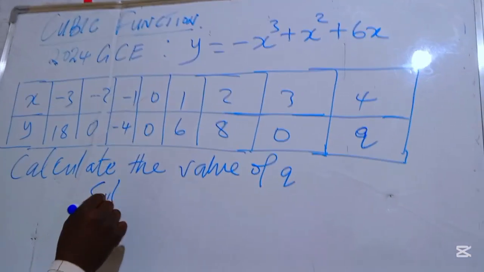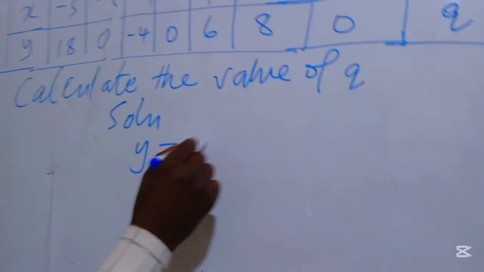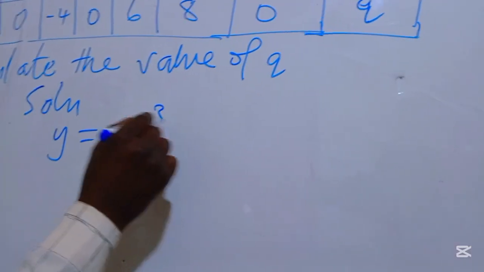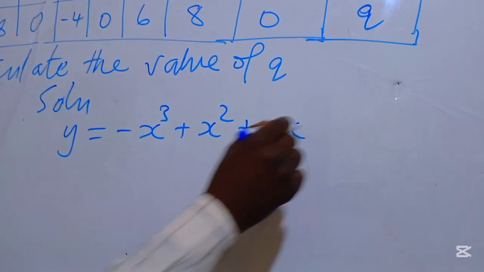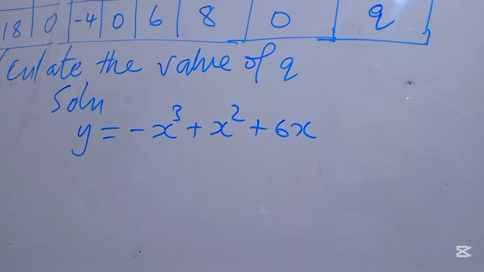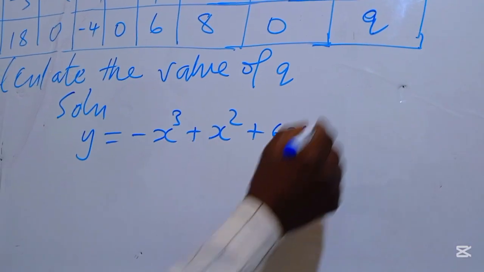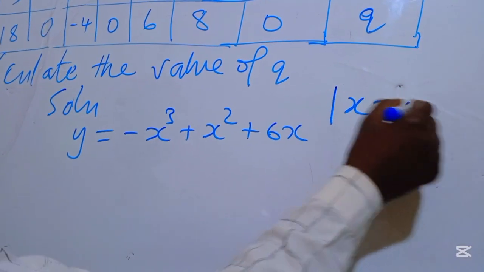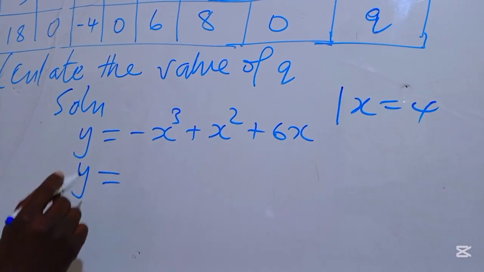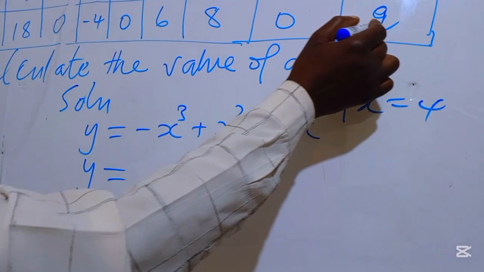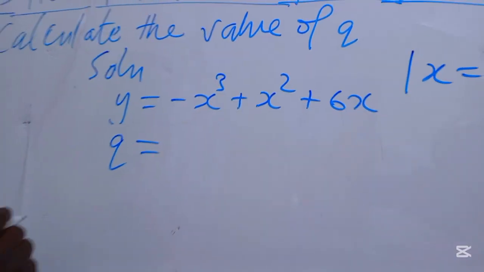So solution. You don't need to waste time. Just write the cubic function first of all, and write it nicely. When you write it like that, where there is x, I know for sure that my x is equal to 4. So you replace it with 4. What is the value of y here? It is q.